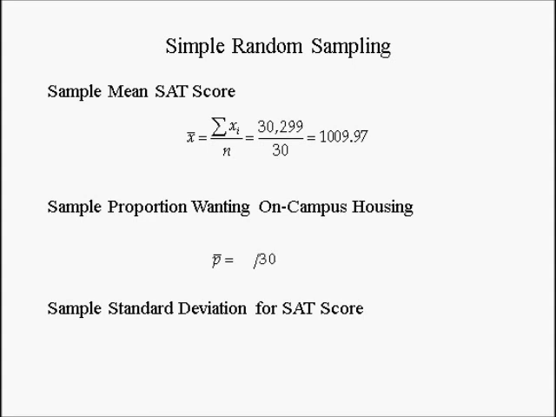The sample proportion of those wanting on-campus housing equals the number who want on-campus housing divided by the sample size of 30. The number of those who want on-campus housing is 20. The sample proportion is 0.667.